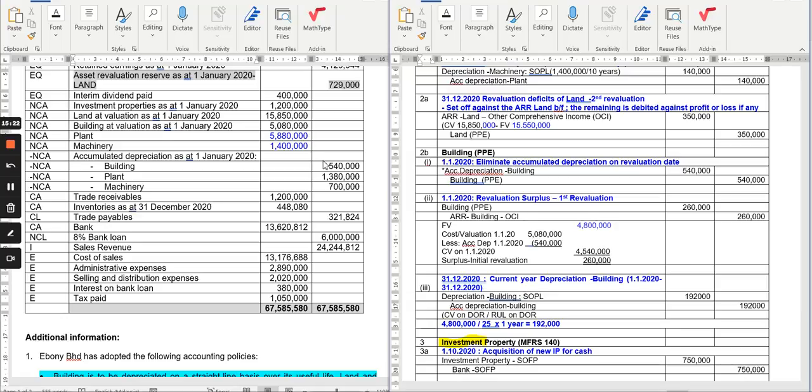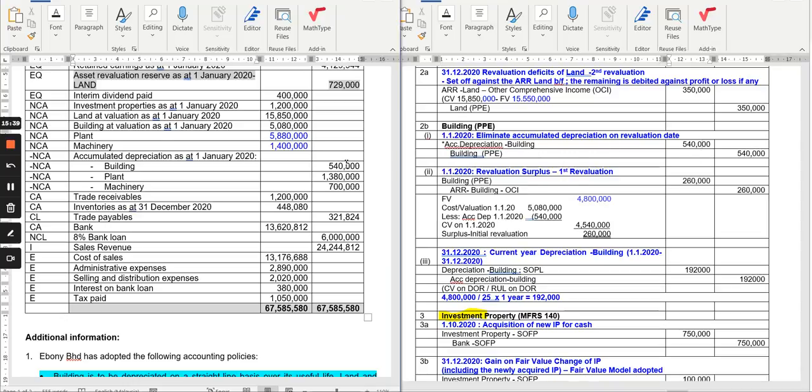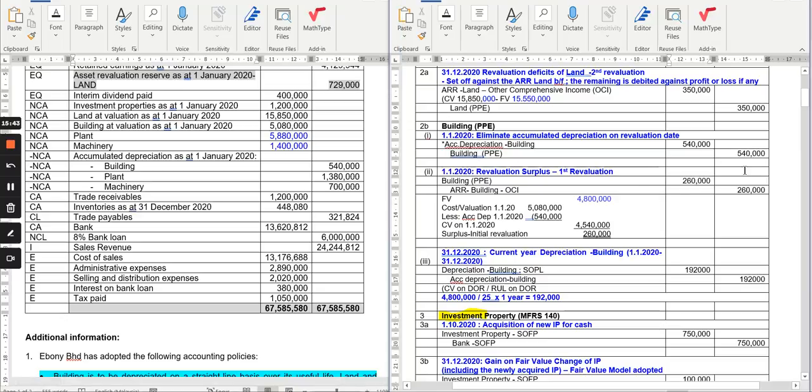The one that is on the date of revaluation, which is on 1st of January 2020 at the beginning of the current reporting period. So here you will debit accumulated depreciation building 540,000, which is this figure here. You don't have to calculate, that is given, and credit building. So when you do this, you need to reflect that in the notes to the PPE. We'll be doing that later.